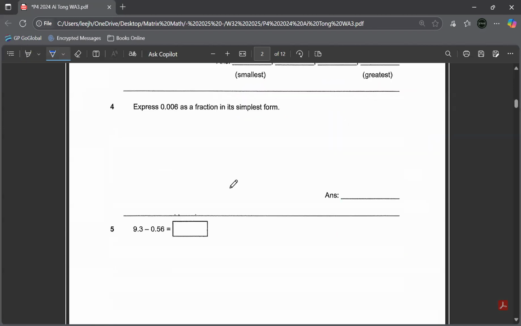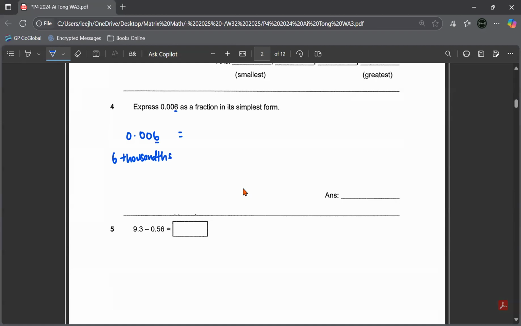Okay. Question 4. Express 0.006 as a fraction in the simplest form. This 6 is in the thousandth place. So 0.006 is actually 6 thousandths. Understand? Because the 6 is under the thousandth place.